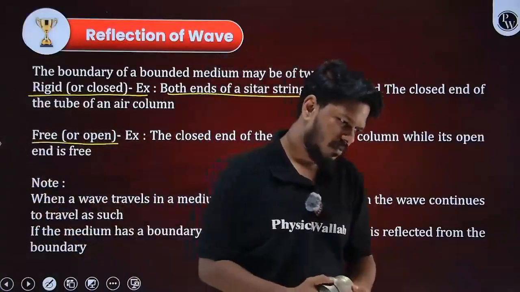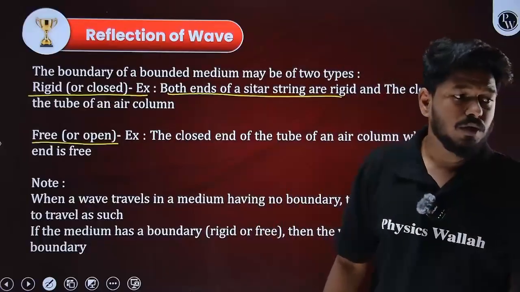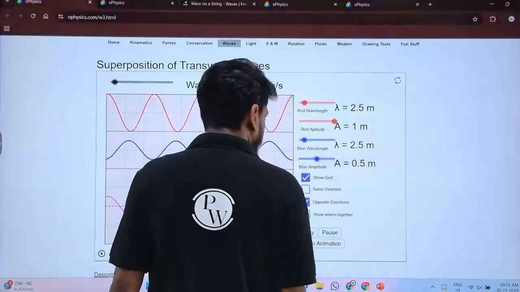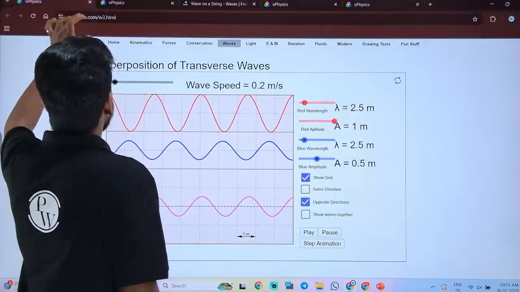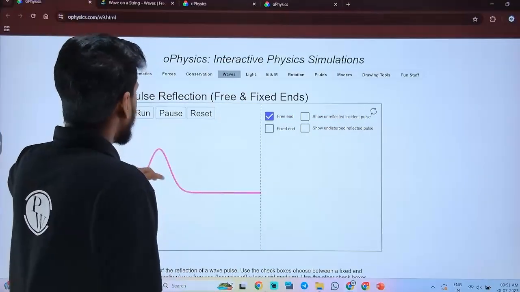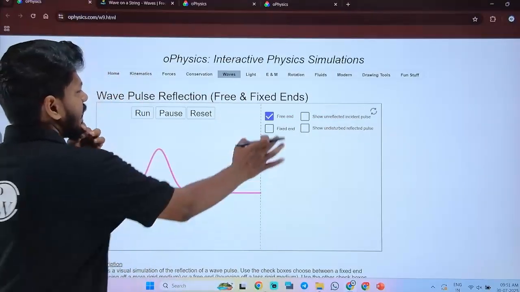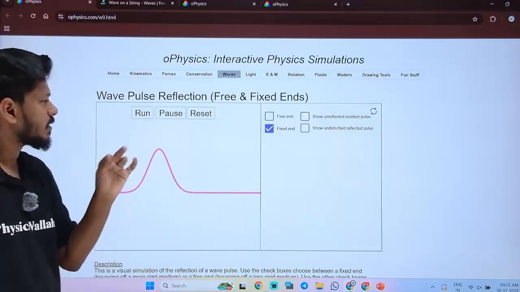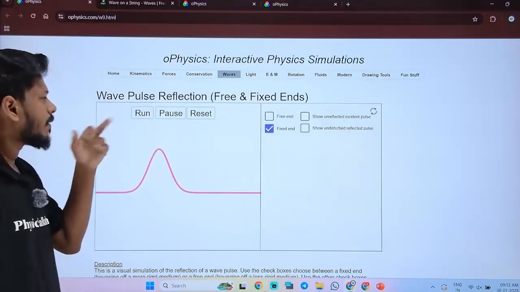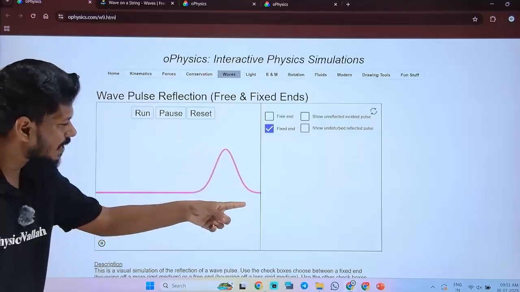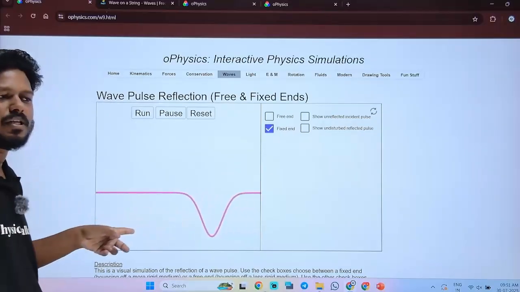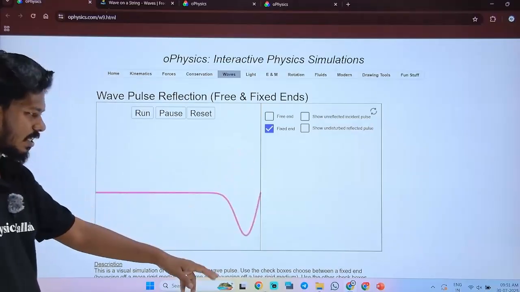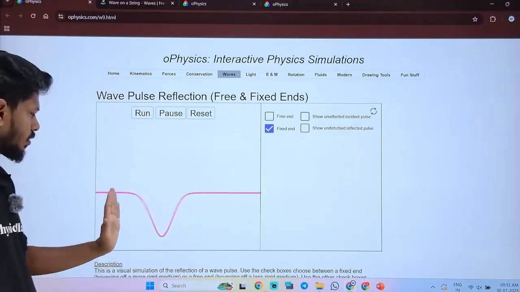Sir, unable to completely see that. Okay, so we have some demonstration for that as well. Now let me have a fixed end. So both my ends are fixed. I am going to run this pulse. What is going to happen? See, after reflection, it comes downward. After reflection goes upward, reflection downward, reflection upward.